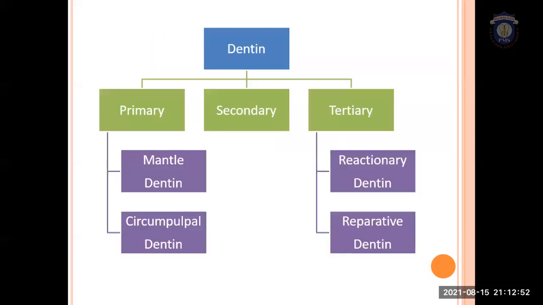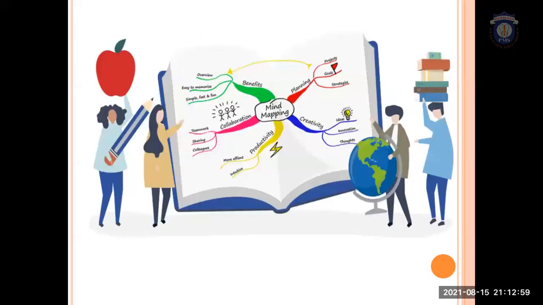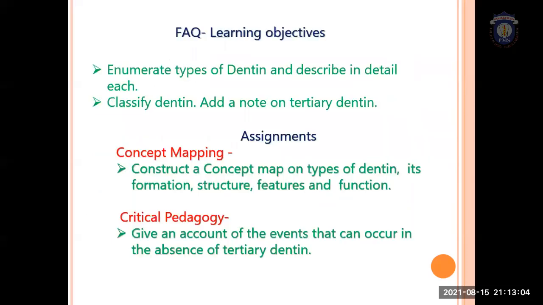and this is the classification. So basically dentine is classified into primary, secondary, and tertiary dentine. So coming to the assignments. After learning this topic, you should be able to answer the following questions. Enumerate types of dentine and describe in detail each one of them. Then another question that can be frequently asked is: classify dentine and add a note on tertiary dentine. So these are your learning objectives from this topic.